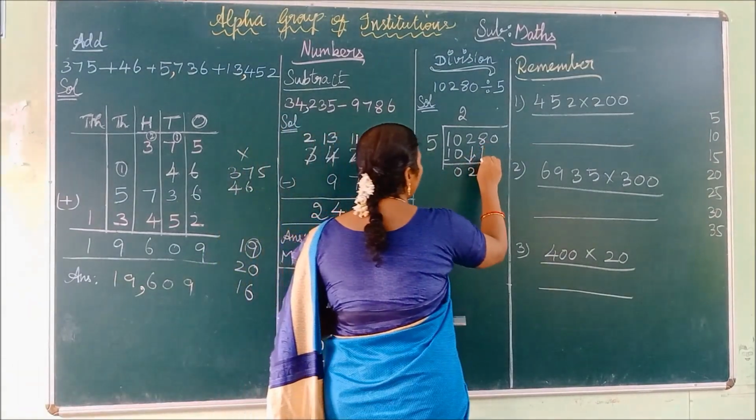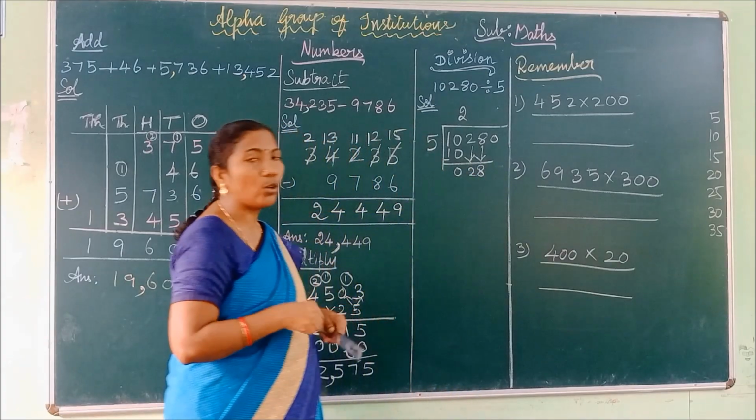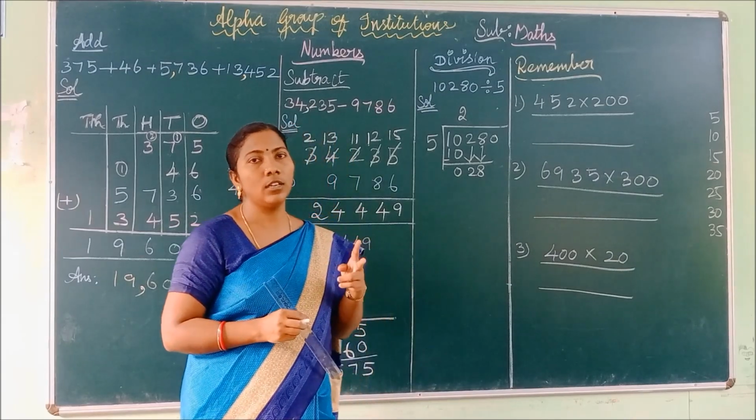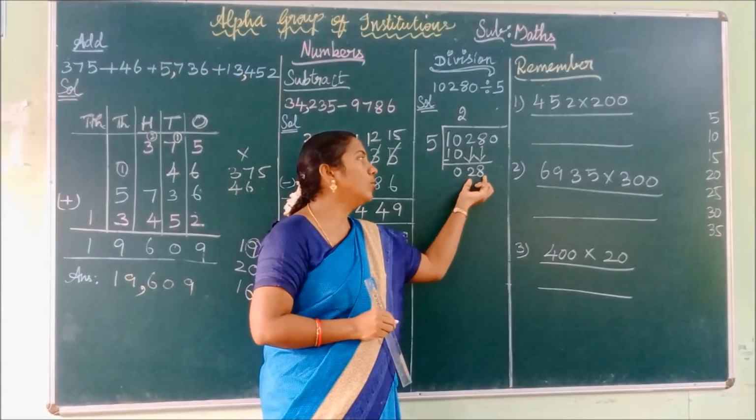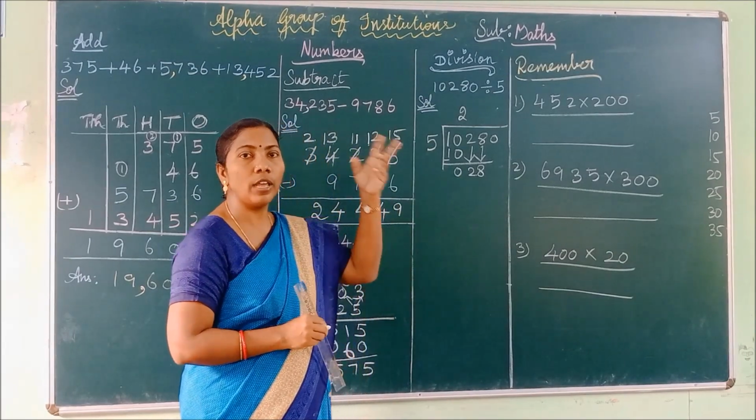So bring down the next number. This is the next number, 8. Now the number became 28. So in a single step, we have brought down 2 digits. If you are bringing down 2 digits in a single step, it means you have to add a 0 to the quotient.